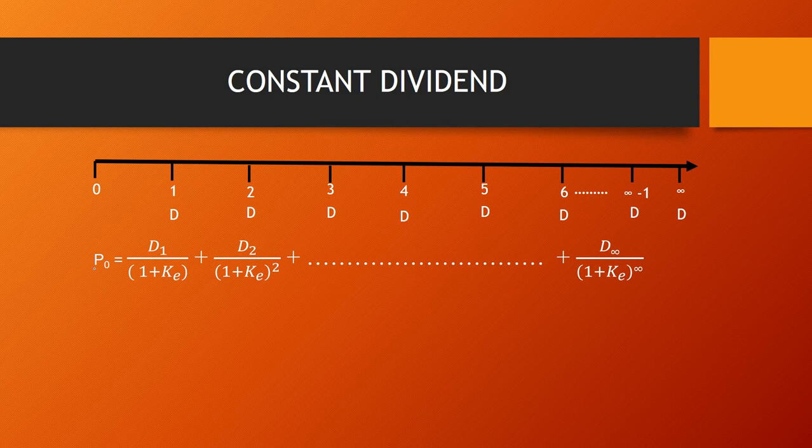Now if we have to calculate the present value of the shares in case of constant dividend, we have to convert all the dividends received into the present value. We have already discussed the equation. So the equation becomes D1 upon (1 plus Ke) plus D2 upon (1 plus Ke) raised to power 2, till infinity. Over here D1 equals D2 equals D3 equals D infinity. So this is forming a part of perpetuity.